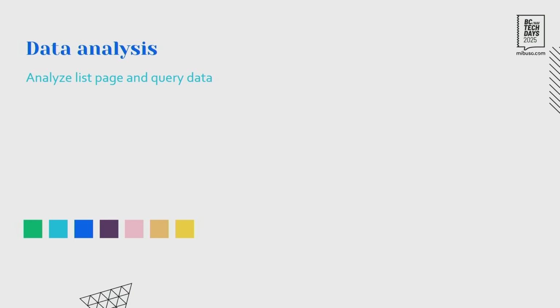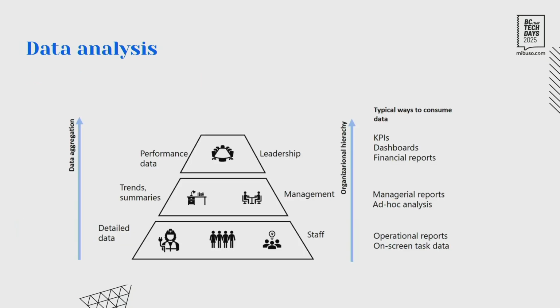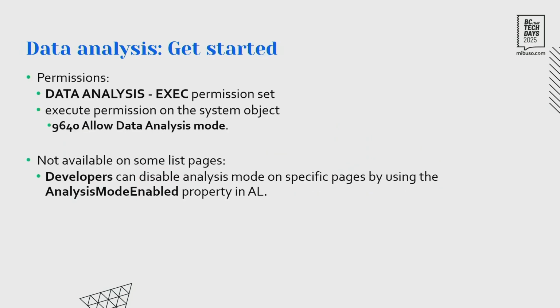In Business Central, we have a few tools available. One of the newest, let's say, kids on the block is the data analysis or analyze list page data or query data. And it fits in the lower part of this chart here. We have less aggregated data, but we have some possibilities to aggregate. It's in the client. It's an operational report that we very quickly can create on screen.